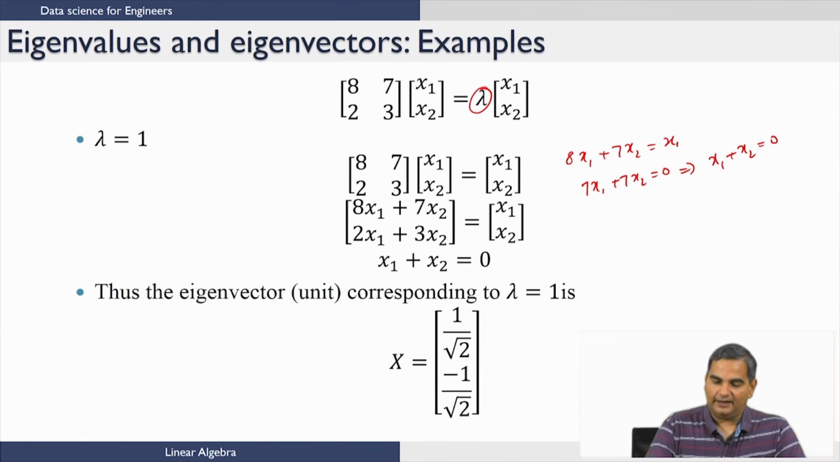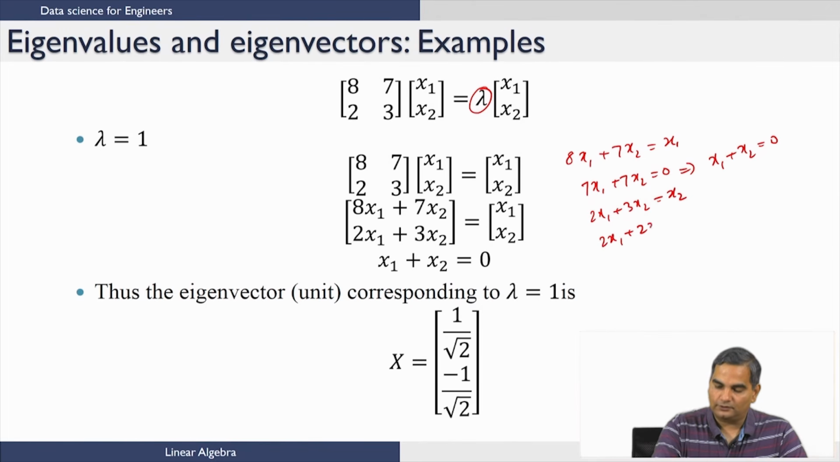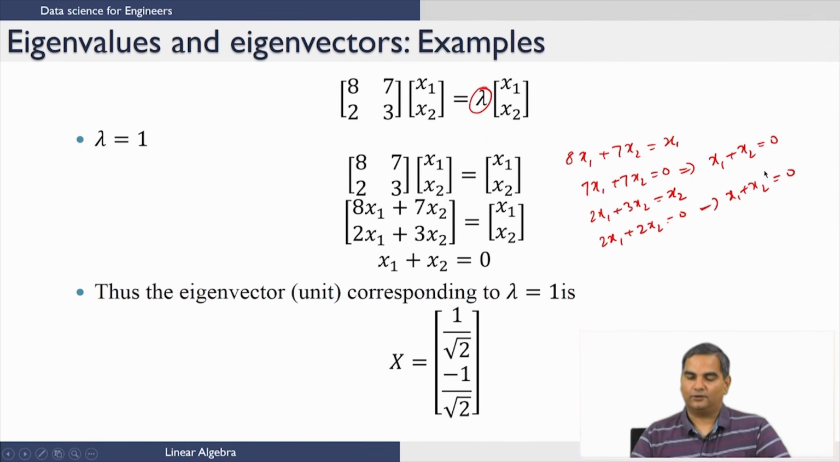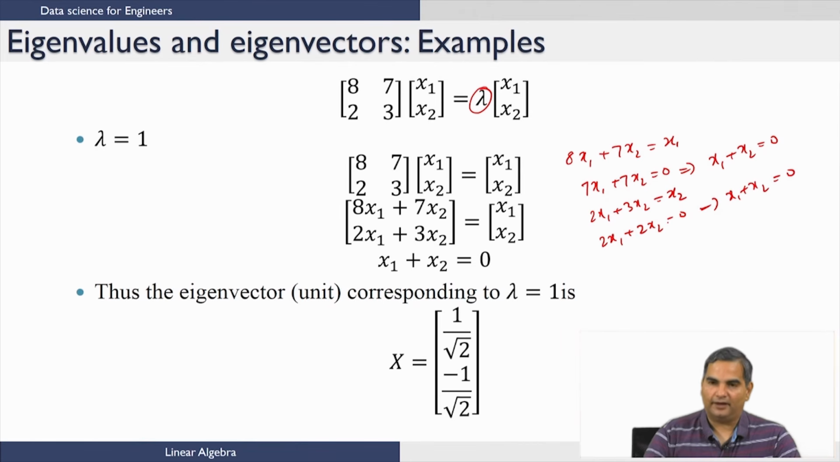If you take the second equation, you will see that it is 2x1 plus 3x2 equals x2, which basically says 2x1 plus 2x2 equals 0, which also is x1 plus x2 equals 0. So both these equations turn out to be the same. Now any solution where x2 is the negative of x1 would be an eigenvector.